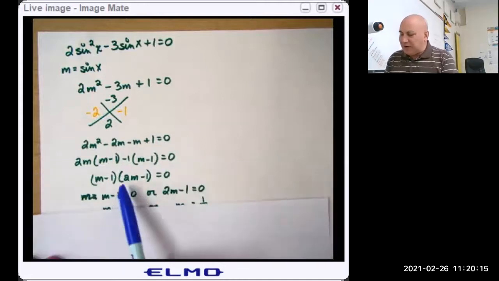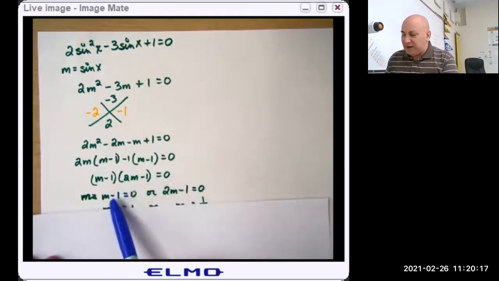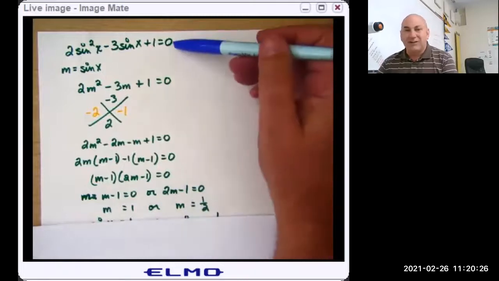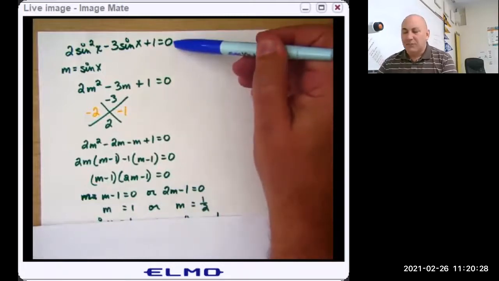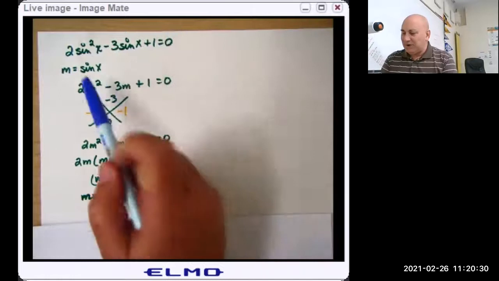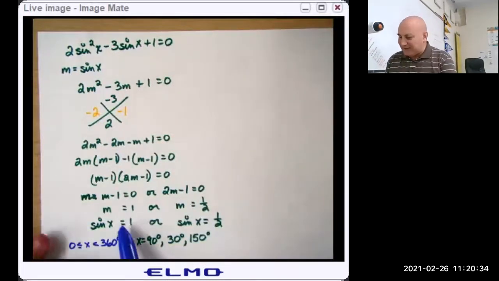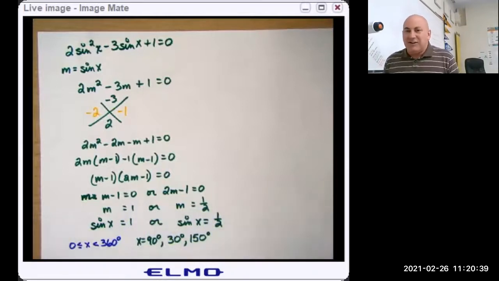All right, so now I can use the zero product property. Either m minus 1 equals 0 or 2m minus 1 equals 0. So I get m equals 1 or m equals 1/2, but this problem has no m in it. So now I have to do my substitution. So now it's either sine x equals 1 or sine x equals 1/2. And in this problem, I said, let's give our answer in degrees and in 1 revolution.